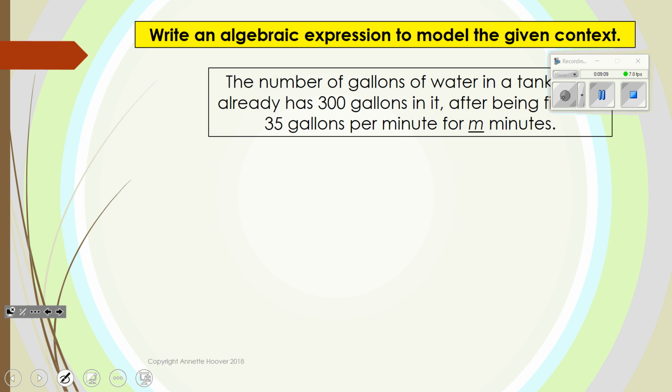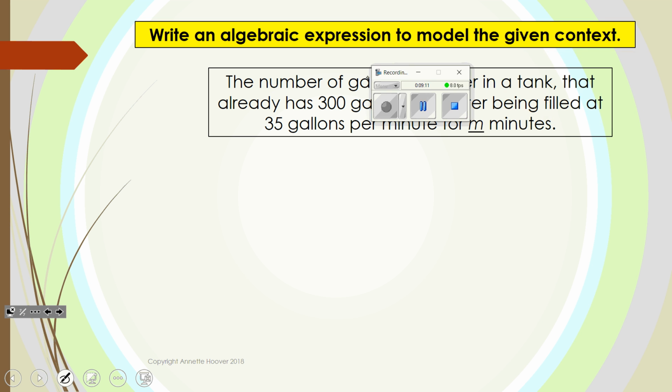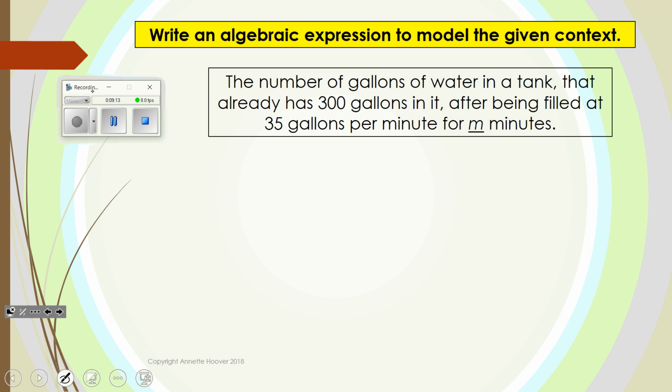Let's see if we can write some algebraic expressions. The number of gallons of water in a tank that already has 300 gallons in it. So you're starting with a tank of water that has 300 gallons. Then you're going to fill it at 35 gallons per minute for an unknown number of minutes. So how would we write an algebraic expression for that?